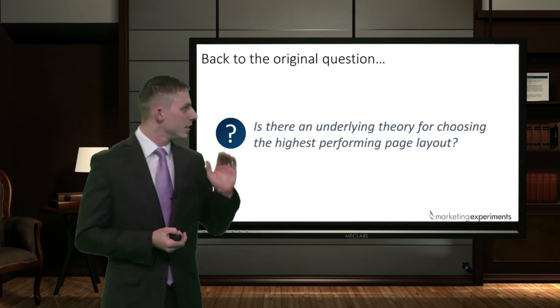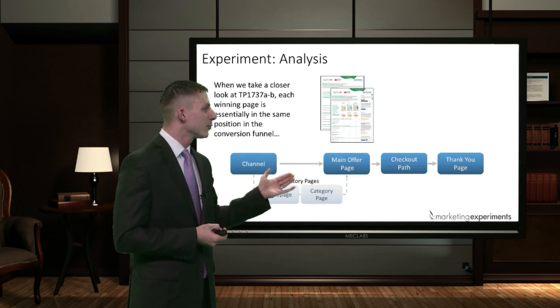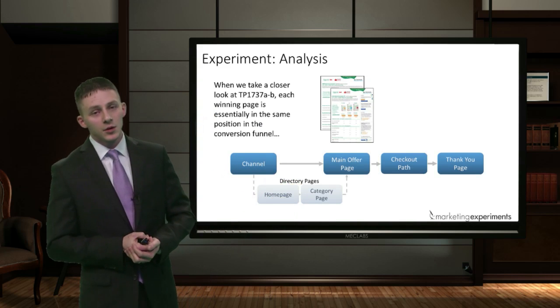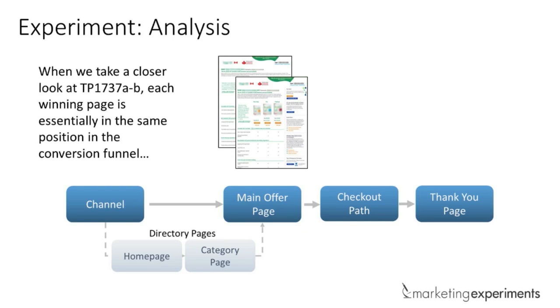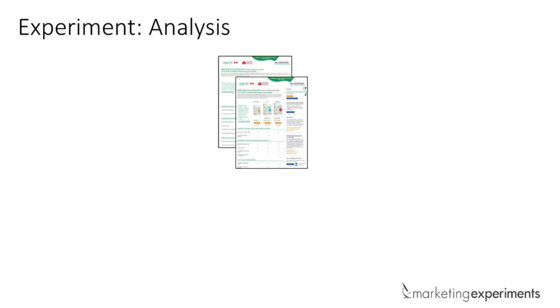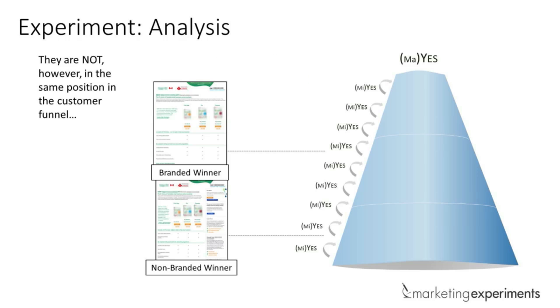So here's the thing. If you take a closer look at that original test that we proposed to you, with both of the pages winning with different groups, their position is essentially the same in the conversion funnel. And when I say conversion funnel, I'm talking about a fallout funnel you would build in Site Catalyst or Google Analytics, a conversion goal funnel, right? It's essentially in the same place. But if you think about where they're coming from, they are not in the same position in what I would call the customer funnel.